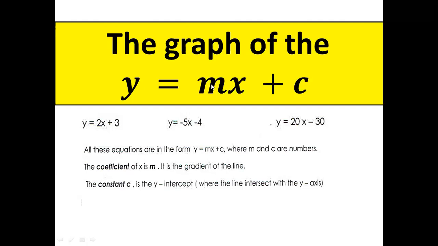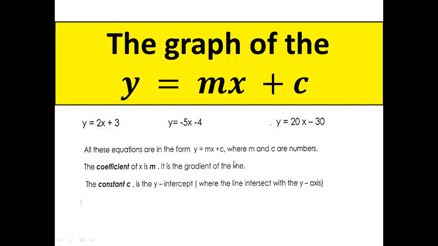إذا ما كان عندي كمان 2 points and I just have the equation, the gradient is your m. يعني the gradient in the first equation is 2, the gradient in the second equation is -5, while the gradient in the third equation is 20. Remember that if the gradient is positive, that means we have an increasing line. And if the gradient is negative, that means we have a decreasing line.